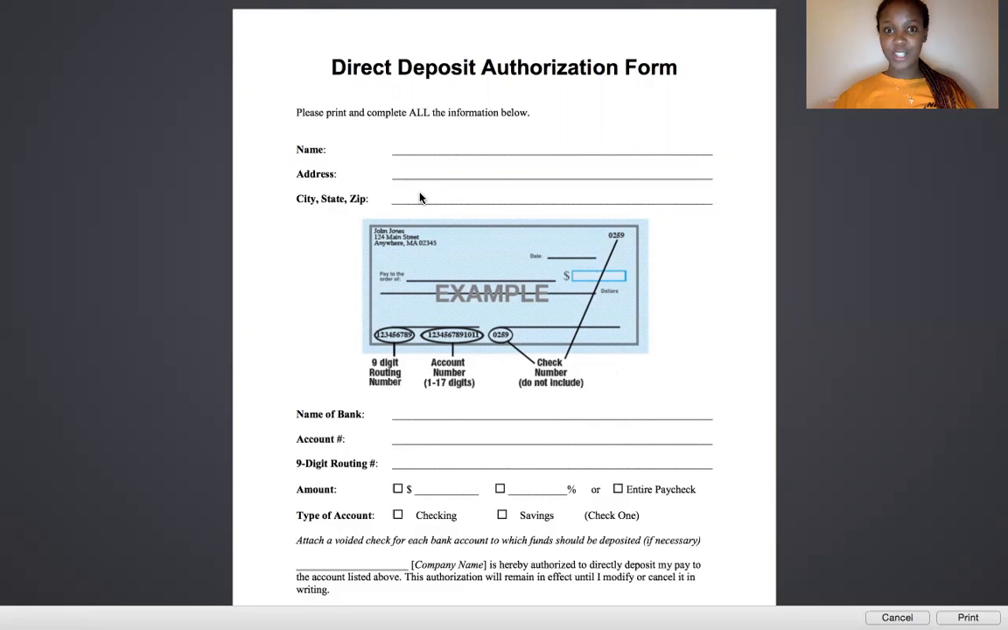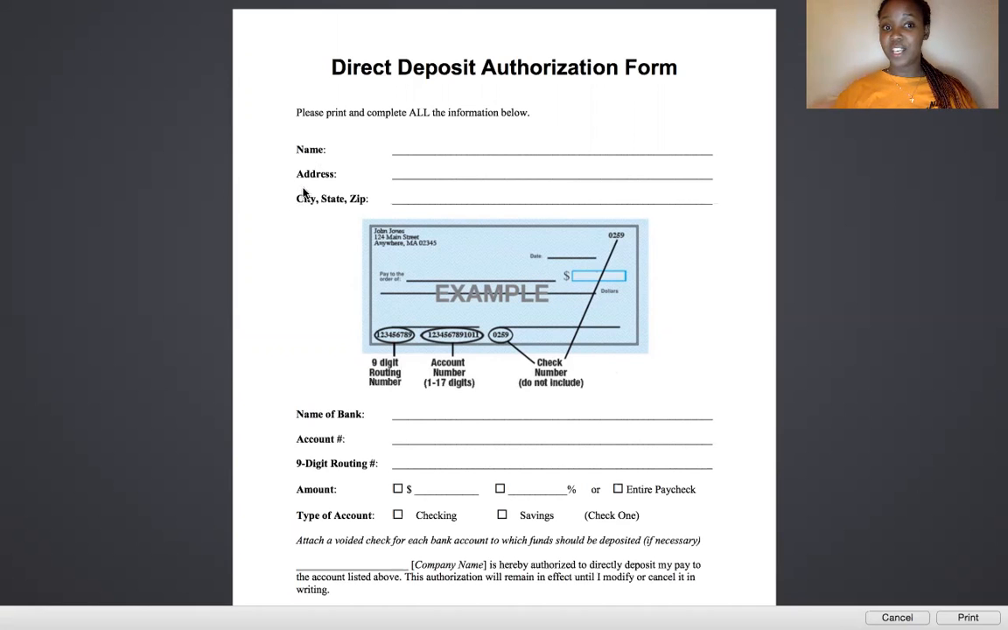So let's take a look at this form and see what kind of information you will need to provide, which means give, in order to complete it. So direct deposit authorization form. You will need to give your name. So my name, I would put Pacific Uwayezu.